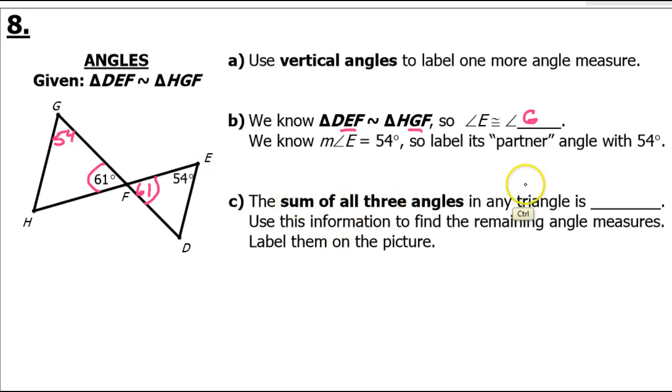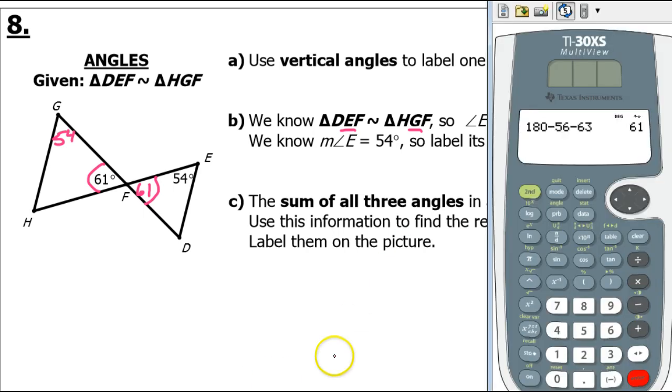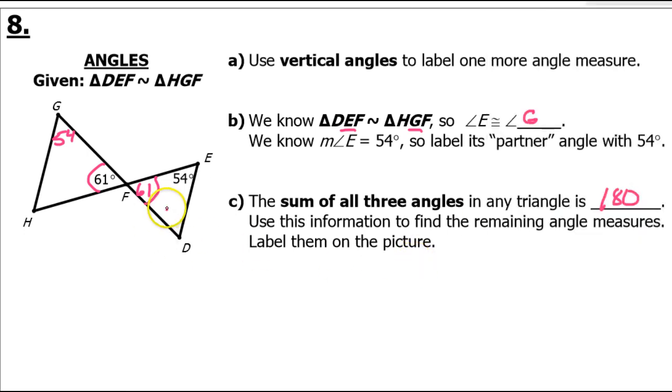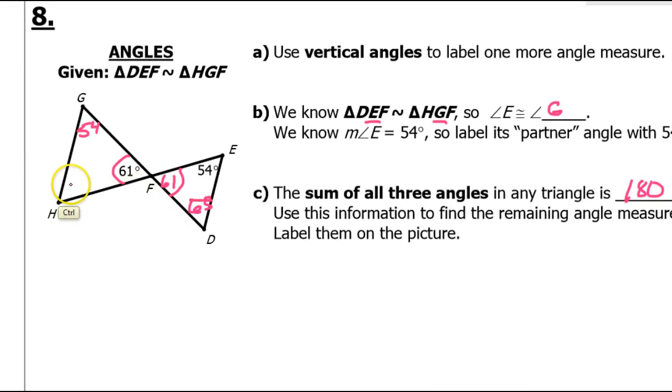The sum of all three angles in any triangle is 180 degrees. So using this information, if I do 180 degrees minus 54 and 61, that's 65. So that tells me that the missing angle is 65 here and here.